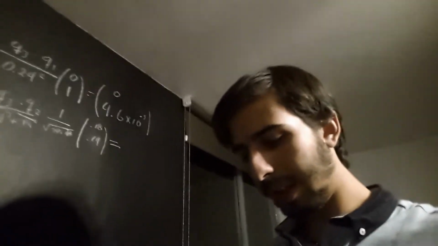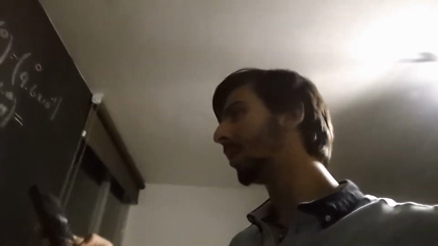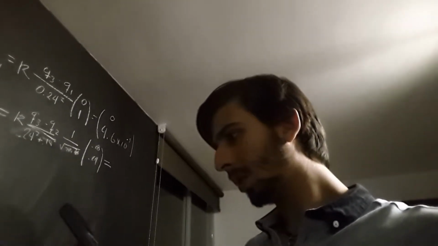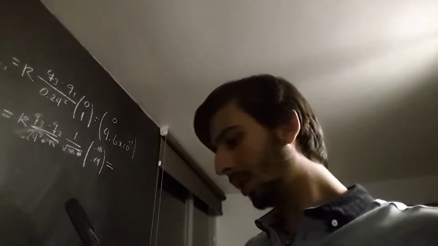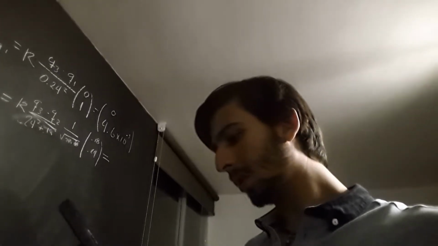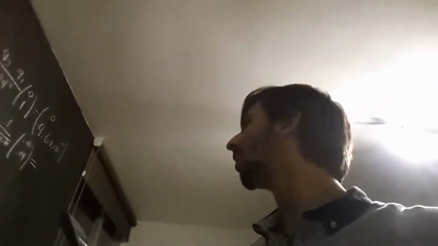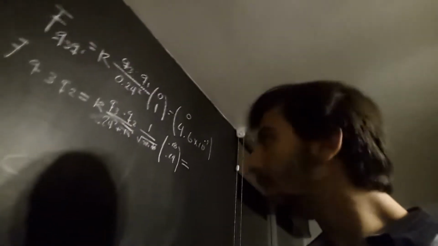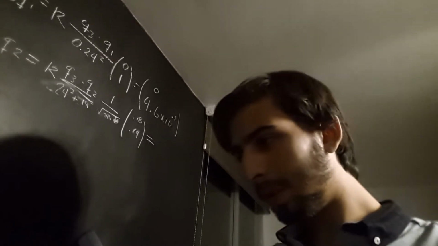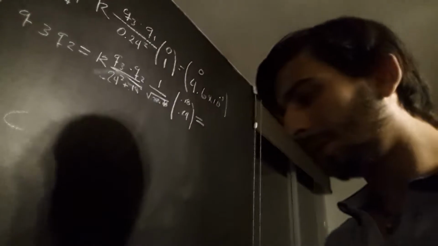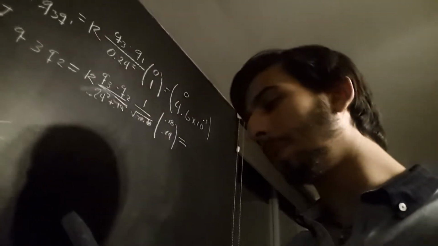So we'll input all of these values. 9E9 times 2.1 E minus 8 times 1.8 E minus 8, excuse me, 1.8, E minus 8, divided by 0.24 squared plus 0.18 squared, and this will be elevated to 3/2, in other words to the 1.5.